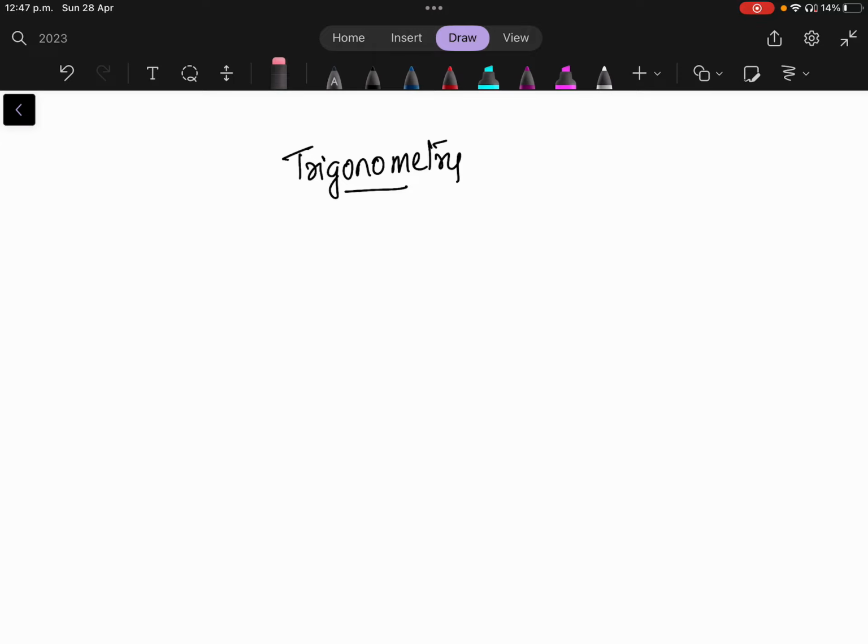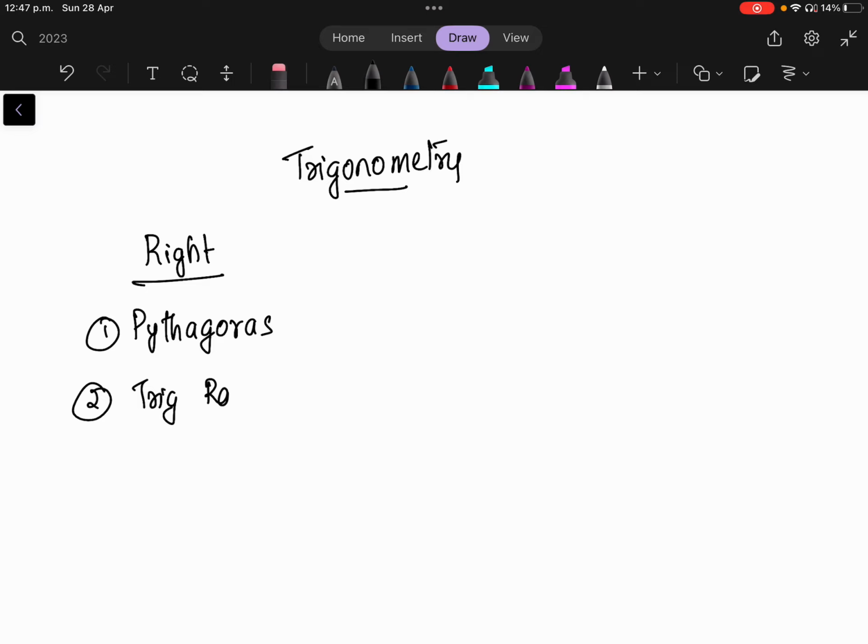Now, whenever you see trigonometry, you see whether there's a right angle triangle or not. That's the first thing you do. If you see a right angle triangle, there are only two things you can work with. One is the Pythagoras theorem, and the second is trigonometric ratios, which is nothing but sine, cos and tan.